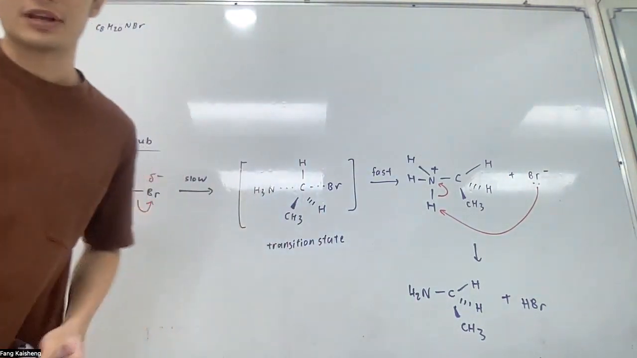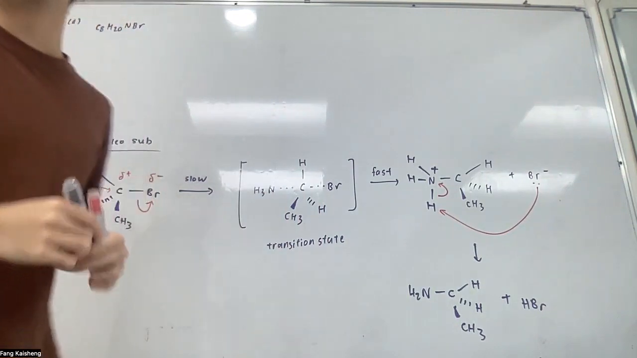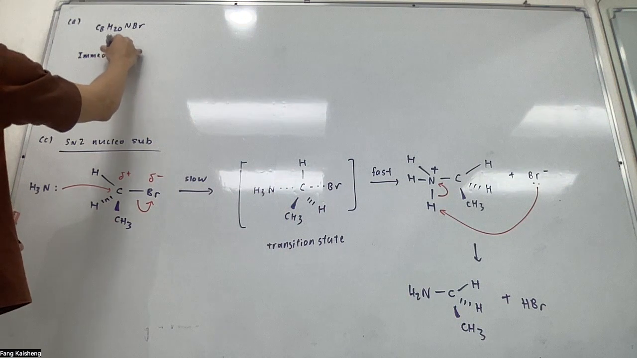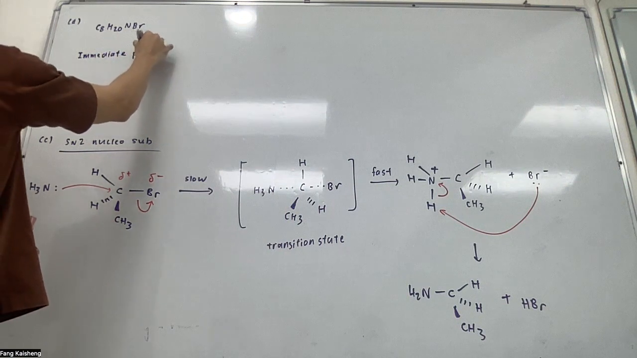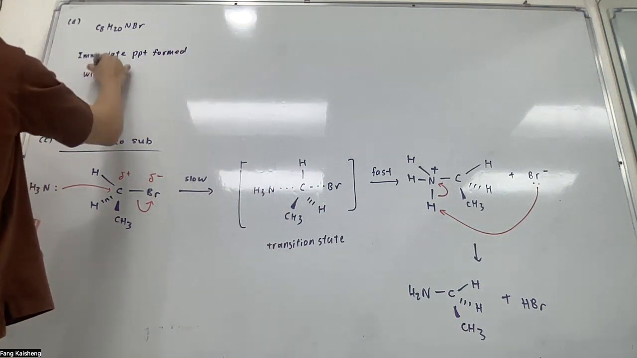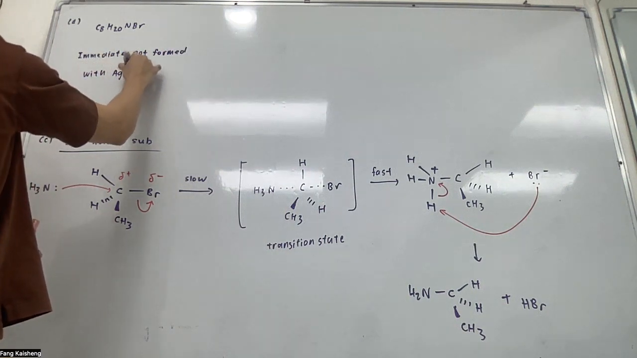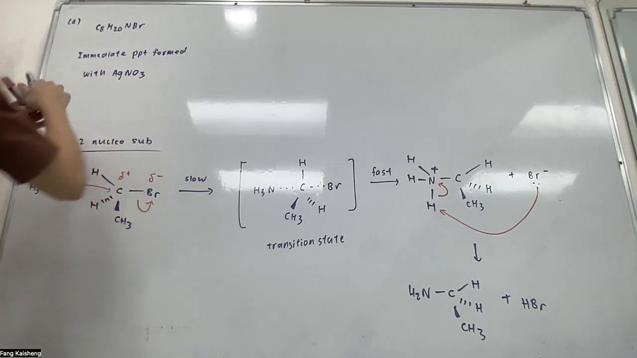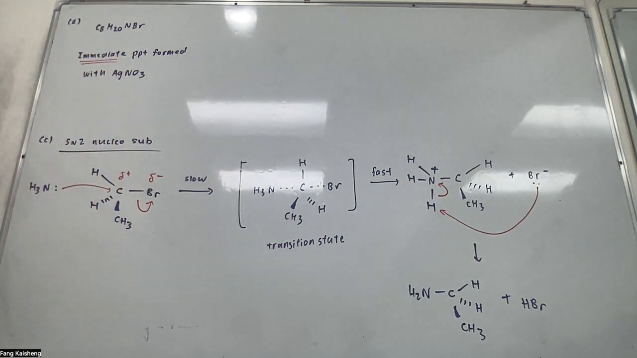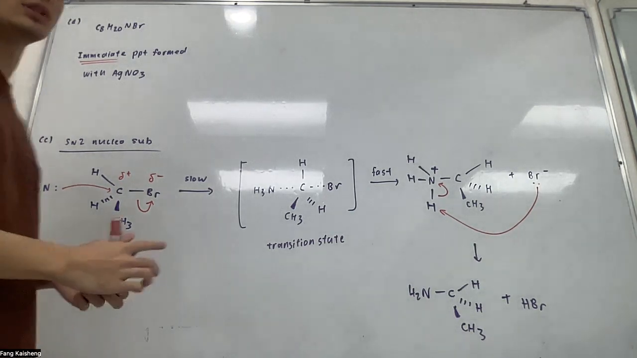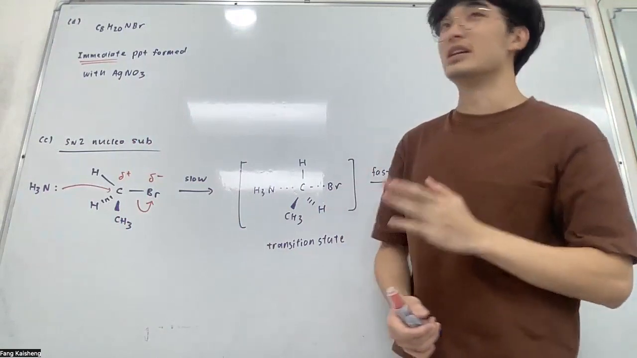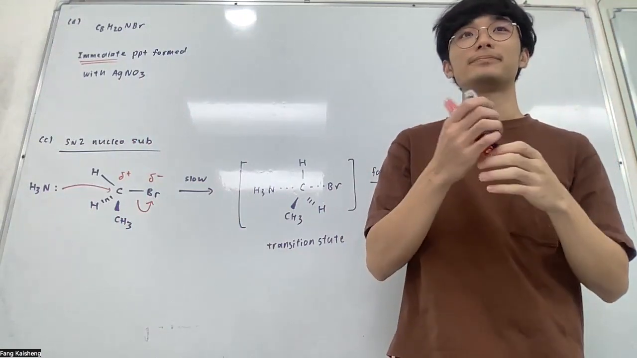There's also another very important keyword here that I wanted to highlight: immediate precipitate with silver nitrate. Immediate precipitate formed with AgNO3. The keyword here being immediate. How is a precipitate formed immediately? We did cover this question just now, right? One of the MCQs. If you can form the precipitate immediately, what does that imply?